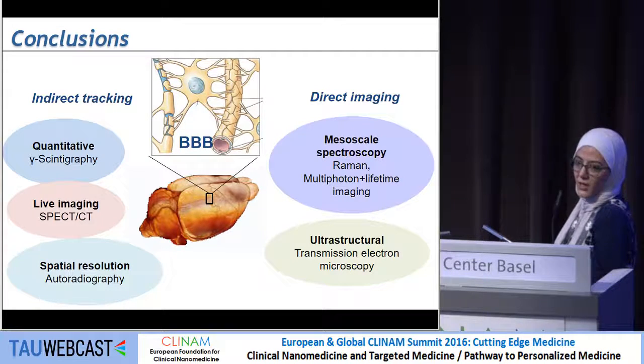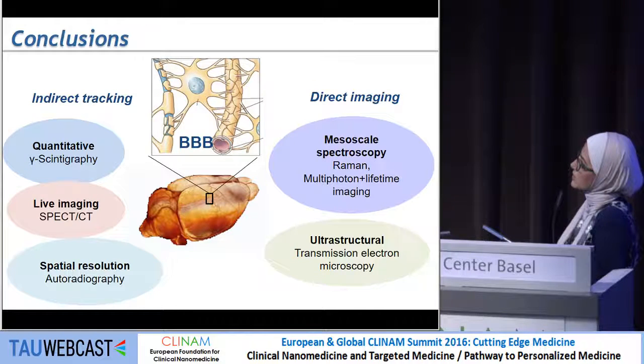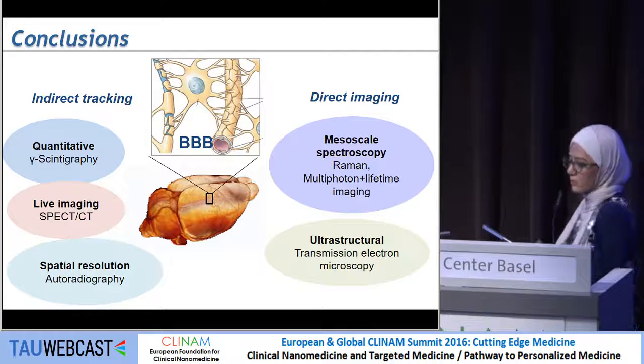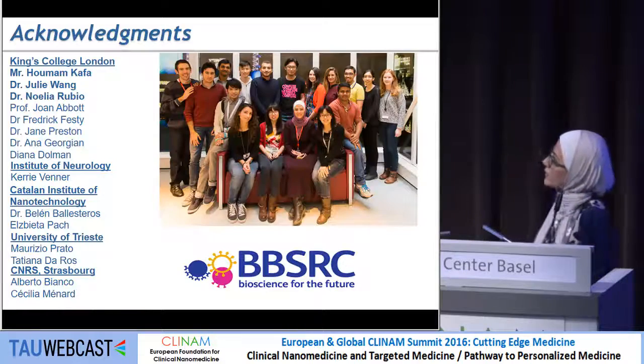So I hope I convinced you that we're able to track the CNTs by multimodal imaging techniques, either by indirectly tracking them with a radiolabel and benefiting from the different resolutions of nuclear imaging, and also by direct imaging of the CNTs relying on their photoluminescence and Raman properties, and obviously the TPM is very helpful here.